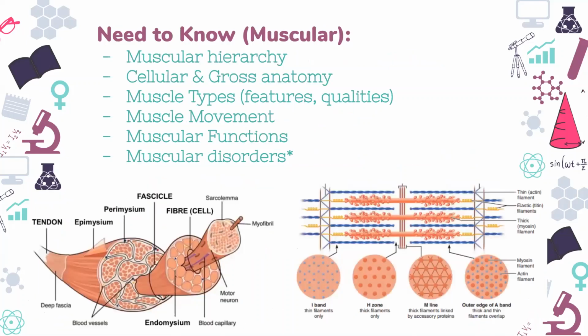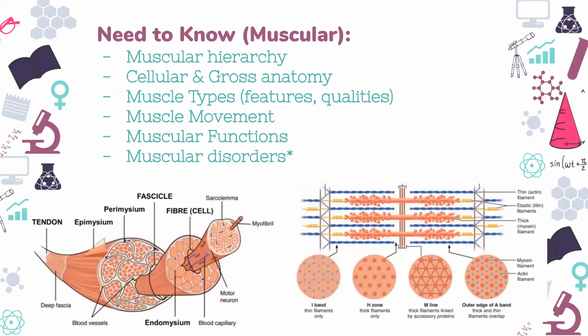And then for the muscular system, understanding the muscular hierarchy. So what I mean by this is understanding the fascicles, fibers, and myofibrils, the order in which they go down, and the connective tissue surrounding them, because a lot of the time you'll be asked label questions about these.